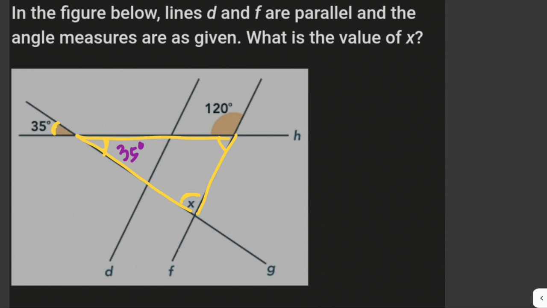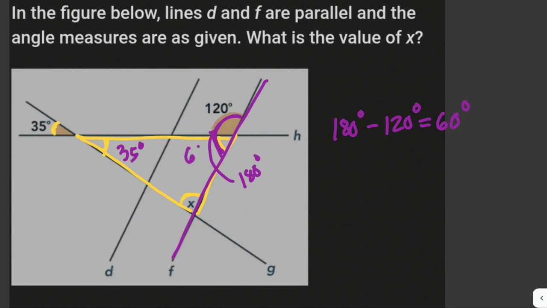And then this one here, line F. Line F is a straight line, so that means the measure of this angle here is 180 degrees. But we're given this angle, which is 120 degrees. Therefore, this angle here is just equal to 180 degrees minus 120 degrees, which is just equal to 60 degrees. So that means this is 60 degrees.